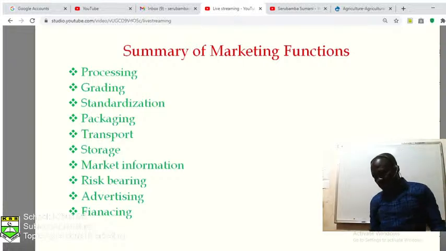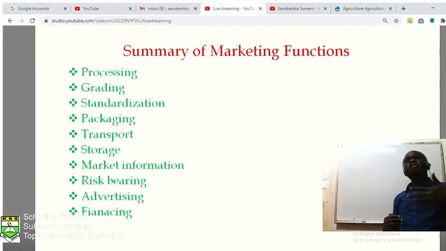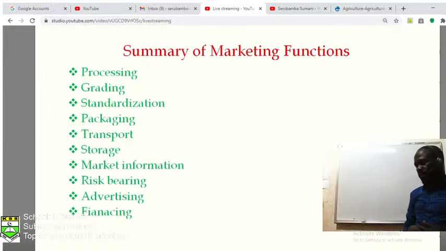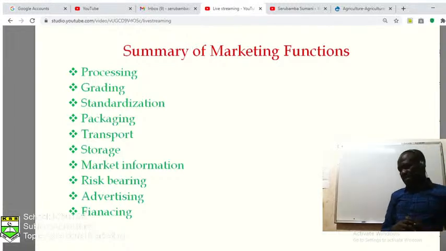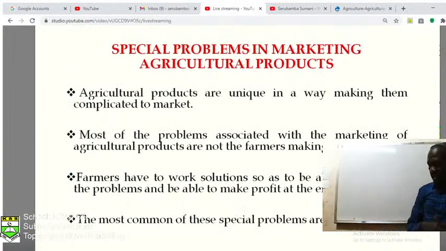Then risk bearing. I said that as these products move at the different stages of marketing, risks are involved. They can be stolen, they can be damaged, some can go bad. So there must be someone in charge. Then advertising, we said this means creating awareness about the products that we are producing. Then financing, I said financing is very important because it facilitates all the other marketing functions.